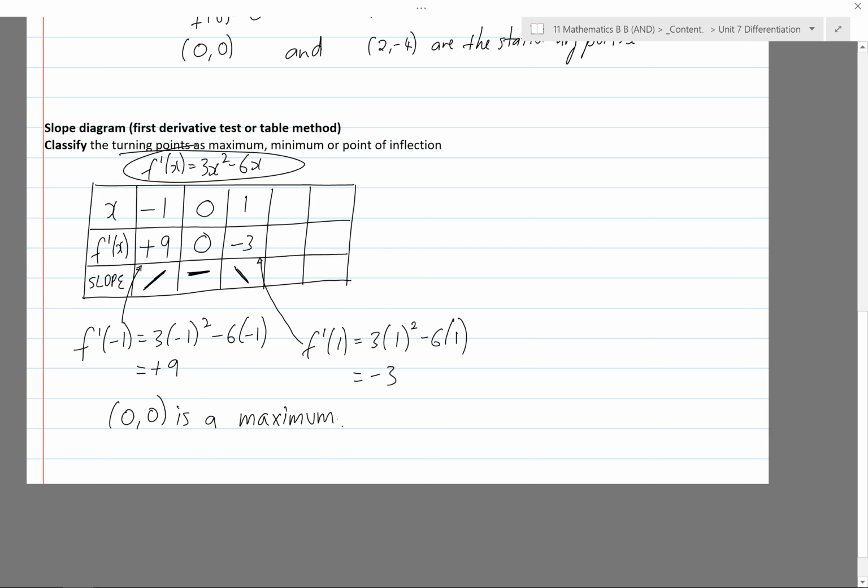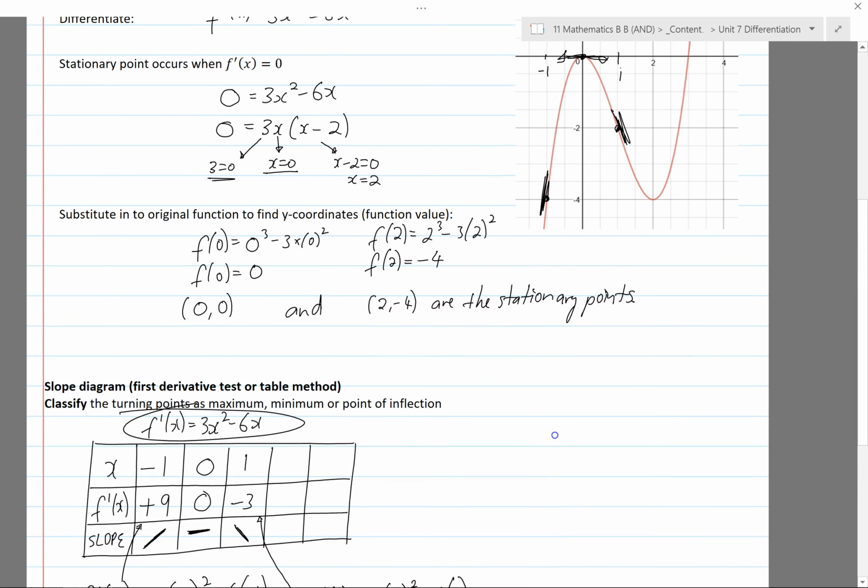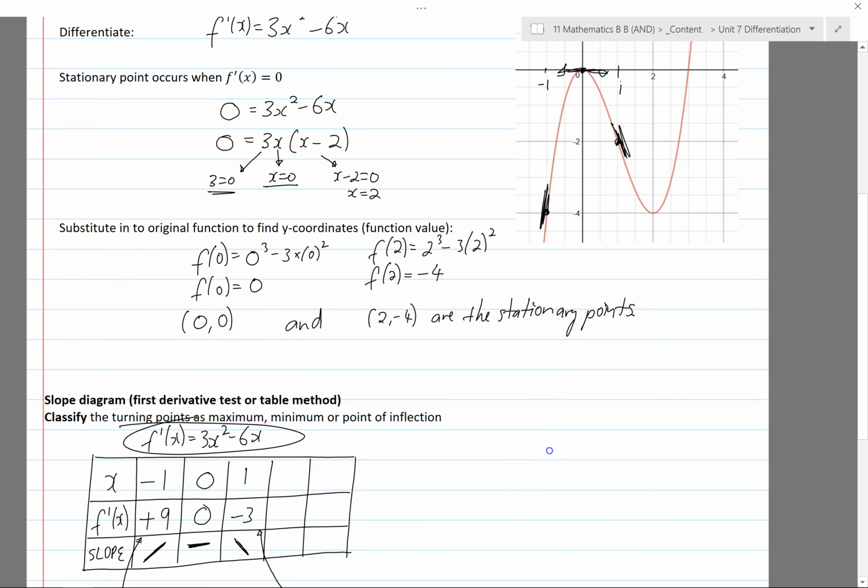I want to do the same thing for x equals 2, but I don't want to have to draw a whole other table, so I'm going to piggyback on the work that I've already done. I'm interested in what's happening at 2 here, so I'll put 2 in my table. I already know it's downhill at 1, so that'll form part of my diagram. At 2, the slope is 0. It's sometimes a good idea to actually find f dash of 2, just as a check, and you'll find that that is 0.